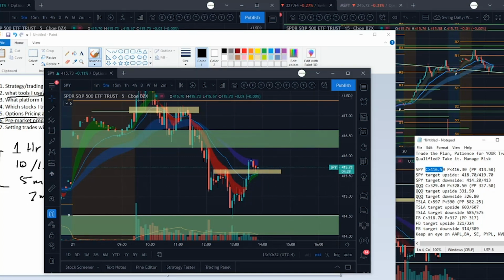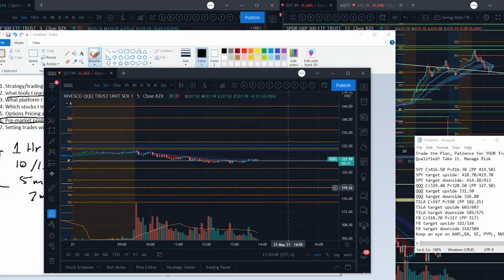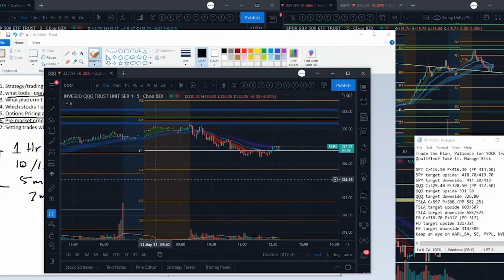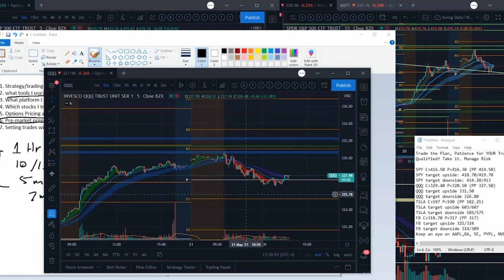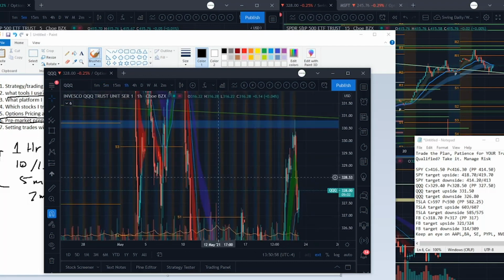Now, if we go to our other names right here and see which names on the pre-market list looked good in terms of levels. So we have to go to triple Qs, because I go triple Qs and SPY every single day in terms of levels and hunting. And if we use our same criteria on the triple Qs, let's start on a 1-hour chart, right?